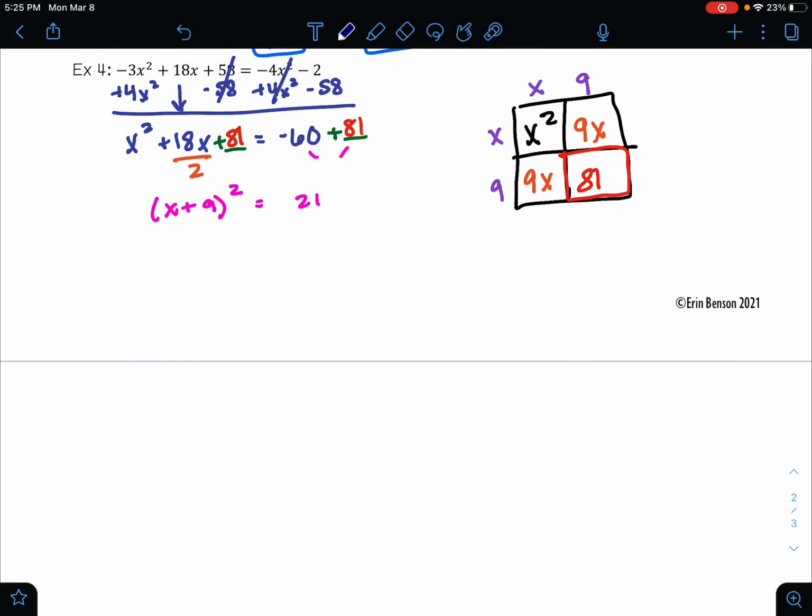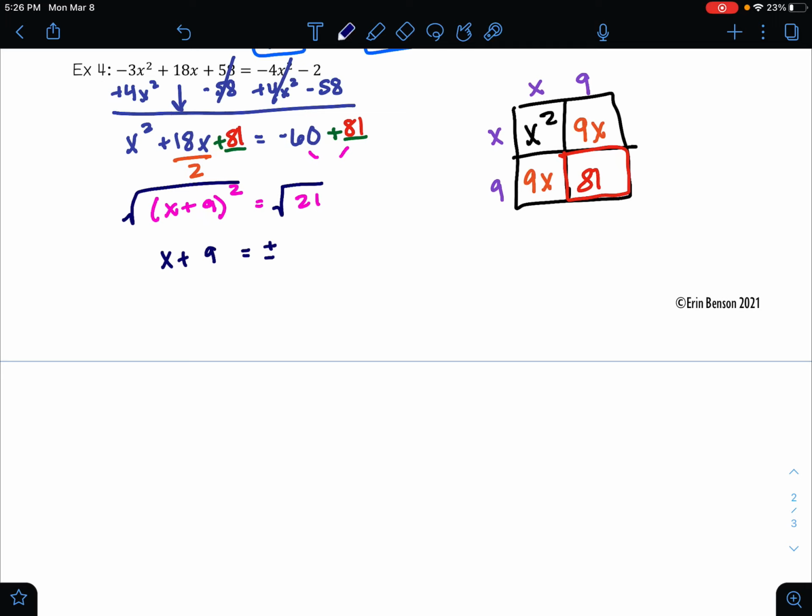To undo the square, I'm going to take the square root of both sides and get x plus 9 is equal to. Whenever you take the square root of a number, it's always plus or minus. The square root of 21 is not a perfect square, so you need to simplify this square root.